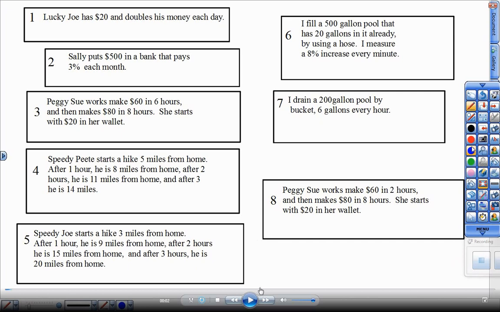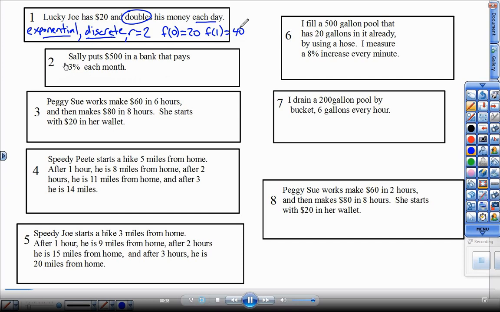So here we go. Number 1. Lucky Joe doubles his money each day. Doubling makes it exponential. Doubling, tripling, halving, exponential. Which means his waiting each day makes that discrete. Which means if this is exponential, that doubling is going to be my R term. R equals 2. And if I wanted to find my 0 term, that would be 20. And my first term after one day would be double that, 40.